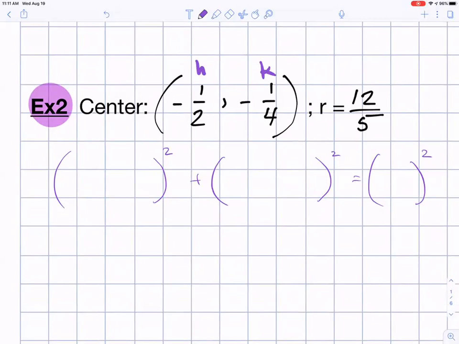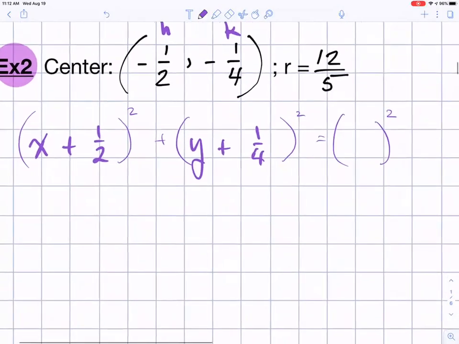Okay, so what's going to go on the inside of my first group? Yeah, because it was an x minus a negative, right? Minus negative is plus. So x plus 1/2. What's going to go inside of my second group? y plus 1/4. Now, for the time being, what's going to go inside of that other group, the third group? 12/5. Yeah, now I do need to clean that up.